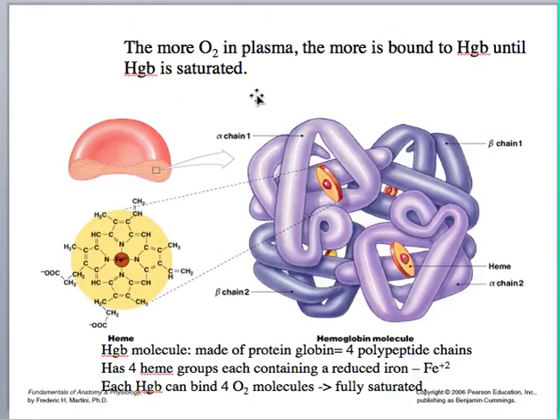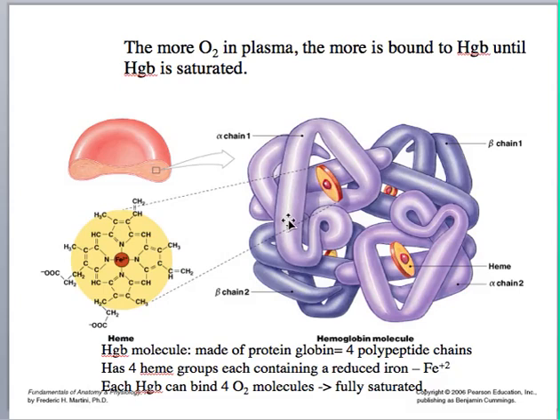So the more oxygen there is in the plasma, the more of it will be bound to hemoglobin until the hemoglobin molecule is what we call saturated. So we want to remember the structure of hemoglobin. Hemoglobin is composed of 4 polypeptide chains that make up this globular protein, globular because it's shaped like a globe. There are 4 different polypeptide chains. You can see the 2 lighter colored ones here and the darker ones here. So we have 2 alpha chains and 2 beta chains.